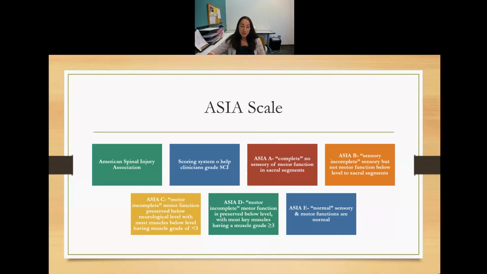But there is motor function preserved below the level, with most of the key muscles having a muscle grade of greater than 3. So this is kind of return to function, that the muscles are starting to be strong, but there was an injury at that level. And then at ASIA E, they have normal sensory and motor function, but they still had a spinal cord injury. So they still are on the scale, even though at this point their sensation has returned and their motor function has returned.